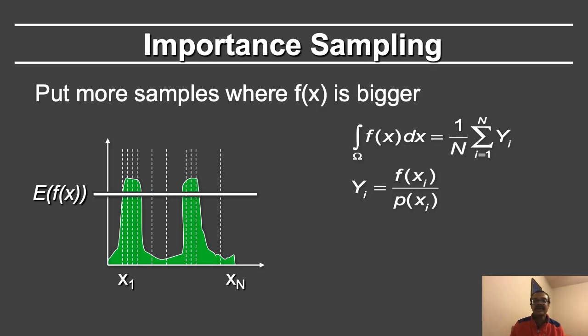Importance sampling is a very simple idea. Simply place more samples where the function f(x) is bigger. In this case, the function f(x) has two peaks, so instead of distributing samples equally, put more samples at the peaks and fewer samples elsewhere. The estimator still follows naturally. The estimator is always the function value f(x) divided by the probability of x_i.